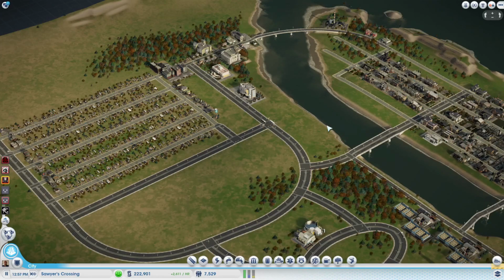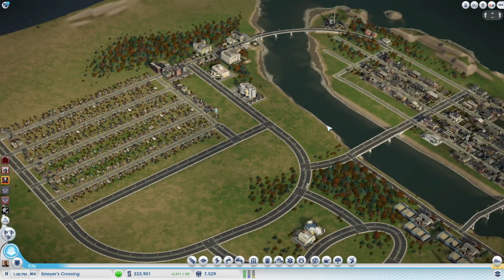It's really important to keep in mind that wealth and density are not directly related. You can have low wealth, high density buildings. You can have high wealth, low density buildings. These are all depending upon certain factors within your city.